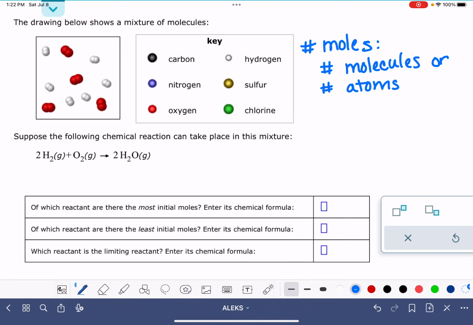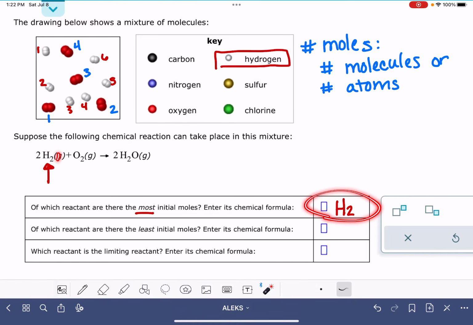So I'm going to count up my molecules here of my red molecules. I've got 4 of them, and of the white molecules, I have 6 of them. So the thing that I have the most of initially is the white molecules. The white corresponds to hydrogen, and that is going to be my H2 gas. It is important here that you enter in the chemical formula from the balanced equation. Don't just write in hydrogen. You need to put in the H2 formula. Now, the thing that we have the least of, obviously, that's going to be our other reactant. The other reactant in this equation is O2.